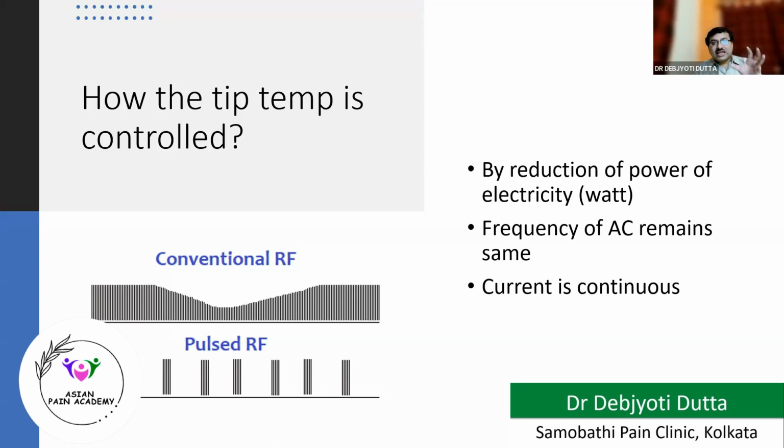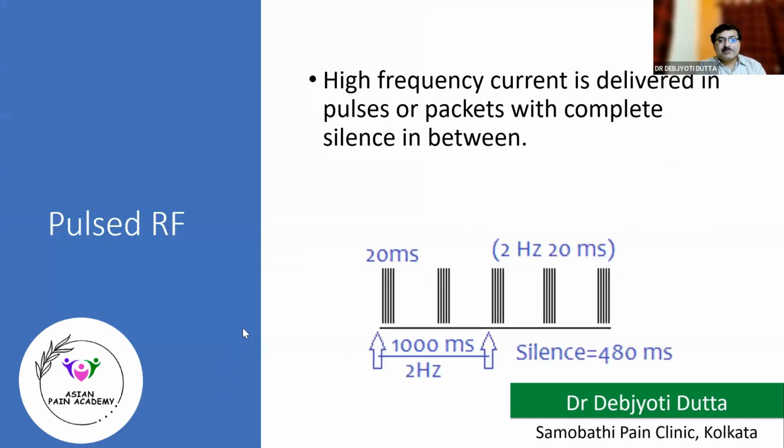So what is happening here? The frequency of the current remains the same. By reduction of power, the temperature can be controlled. Whether the current is continuous or not, three factors are there that can electrically, or within the circuit, control the tip temperature. So here in the pulsed radio frequency, the current is given in pulses to keep the probe at a constant temperature. So what is done?